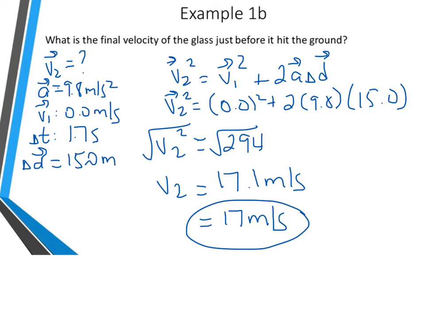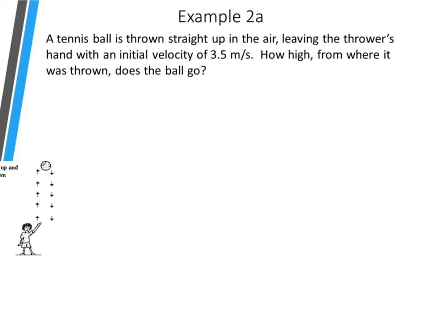Again, if you want to go ahead and add a direction, I guess it would be down. You'll see that sometimes, even though these are all vector quantities, we don't always include a direction. So let's look at another example.